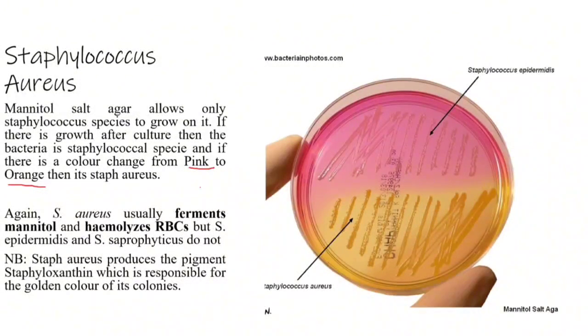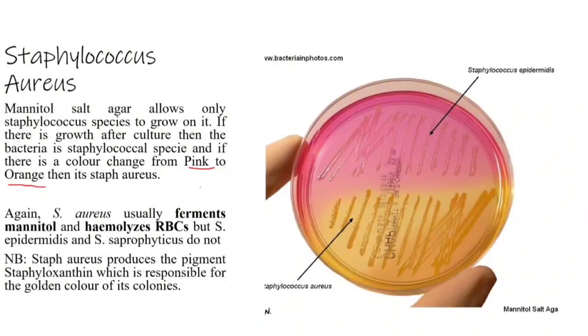The reason is Staph aureus is able to ferment mannitol, and then it changes the color from pink to orange. So Staph aureus ferments mannitol and also hemolyzes red blood cells, so it can cause hemolysis on blood agar. Now, an agar is just a medium we use to grow bacteria outside of the body.